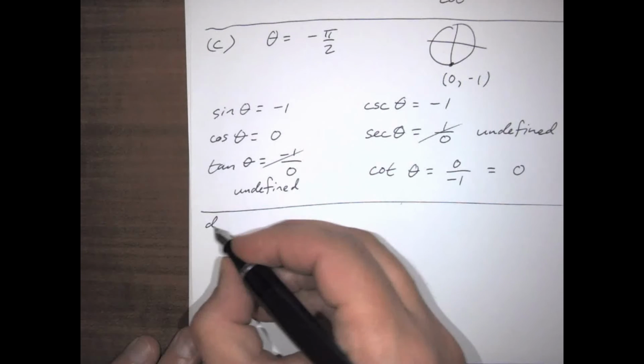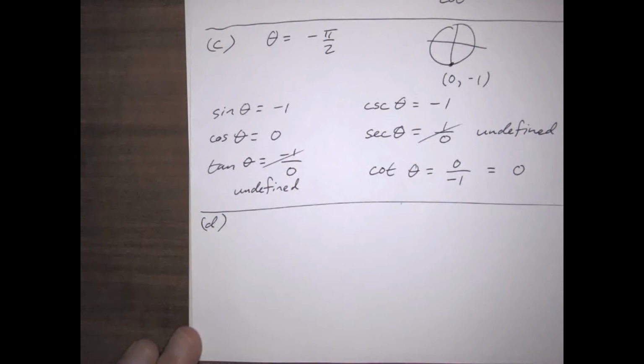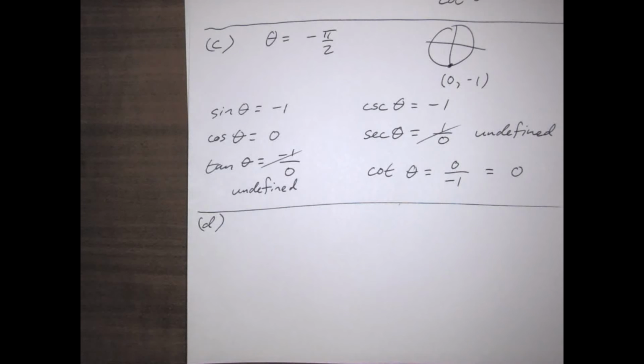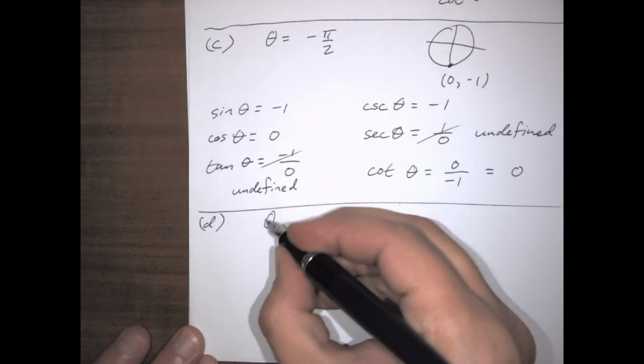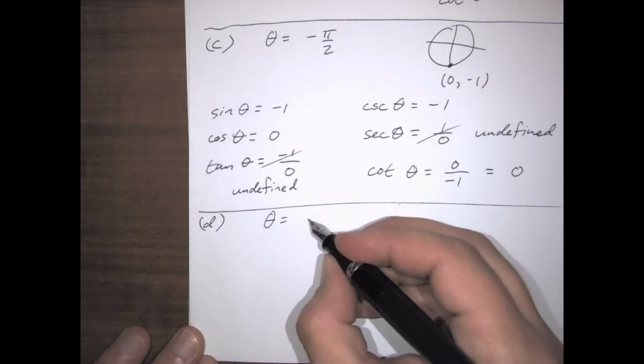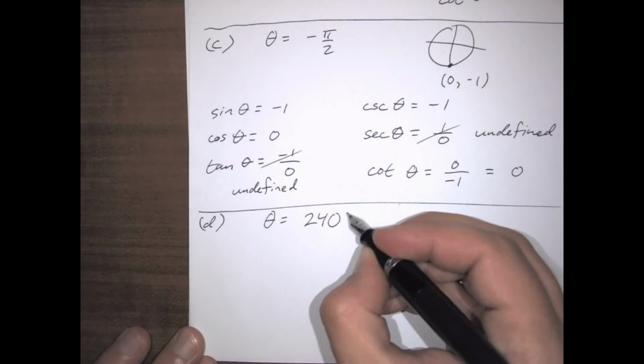So that's how that one goes. Let's see, what else do we want to have here? How about D? Theta equals 240 degrees.